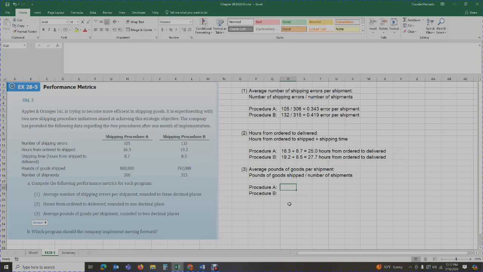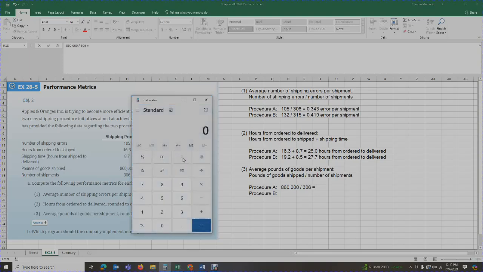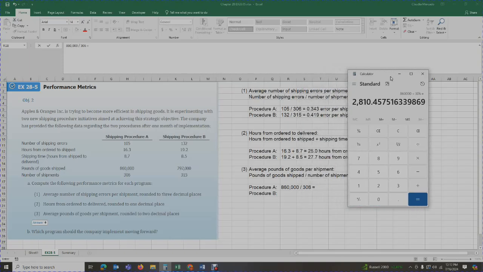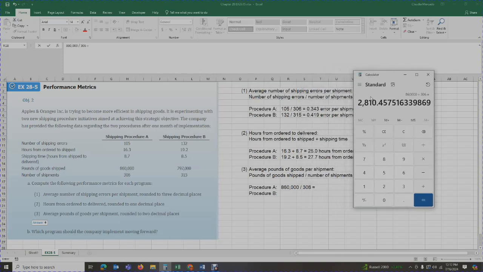Okay, so pounds of goods shipped. Using procedure A, we shipped 860,000 pounds, and we're going to divide that by the number of shipments. We had 306 shipments. So that's 860,000 divided by 306 shipments, which gives 2,810.457. Now the problem says round to 2 decimal places. Now look at that number.